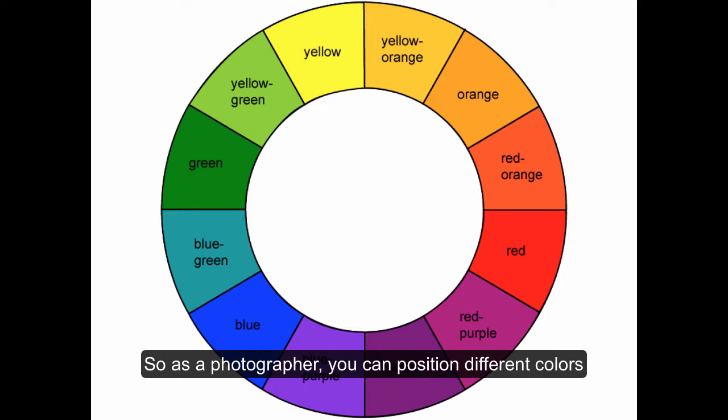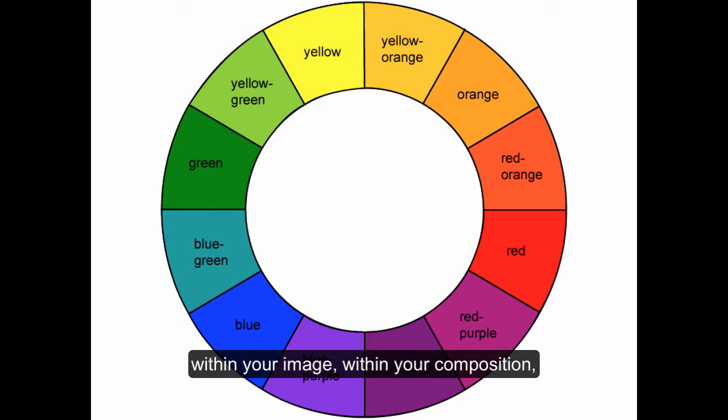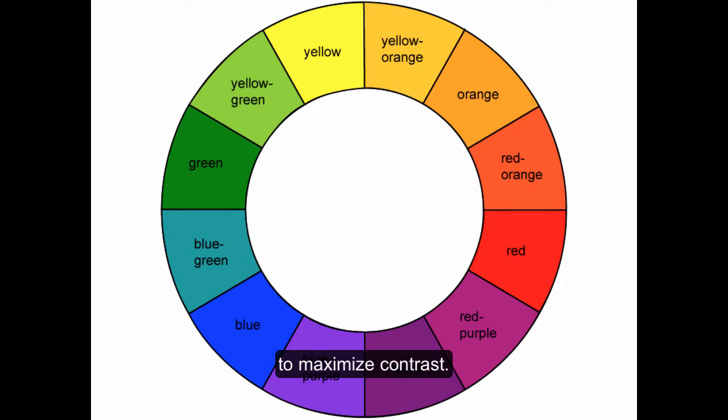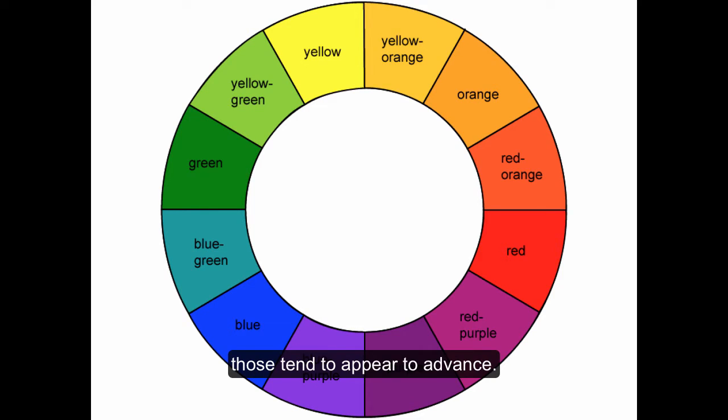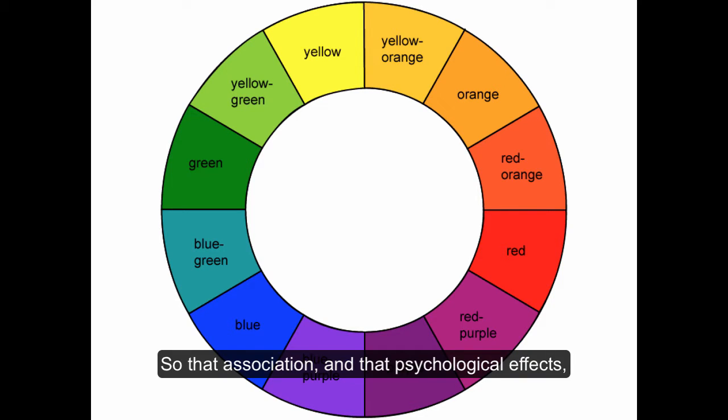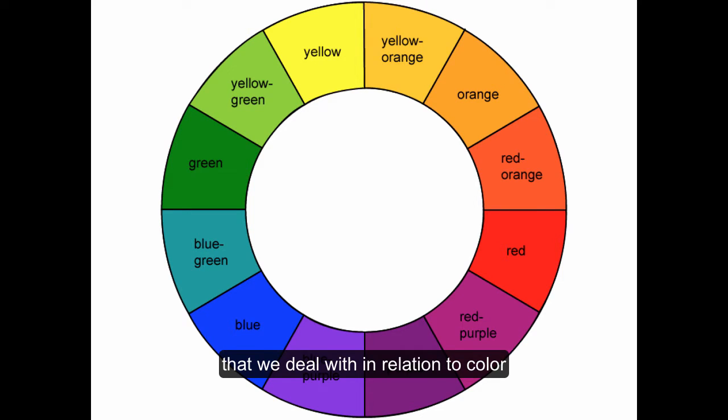So as a photographer, you can position different colors within your image, within your composition, to maximize contrast. You can play a lot with the psychology behind the colors that you choose. And also note that cool colors, those are the purples, blues, greens, they tend to recede into the distance, whereas the warm colors, the yellows, the reds, the oranges, those tend to appear to advance. So that association and those psychological effects that we deal with in relation to color is a really important aspect. And as a photographer, you need to be aware of what is in that composition. What are you taking a photo of?